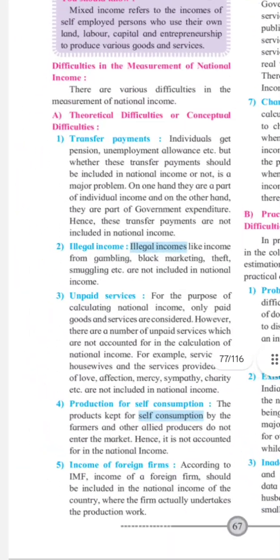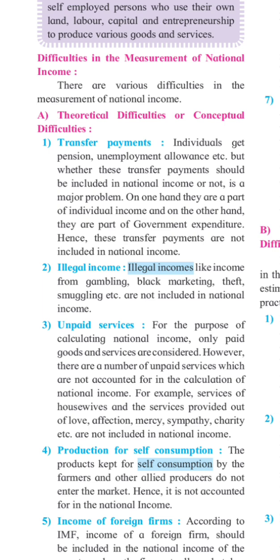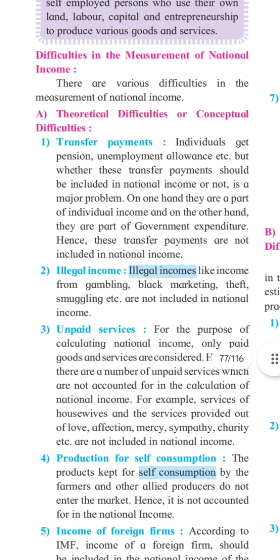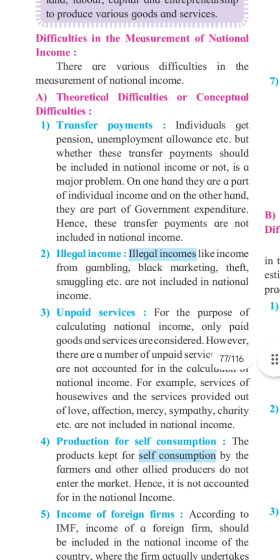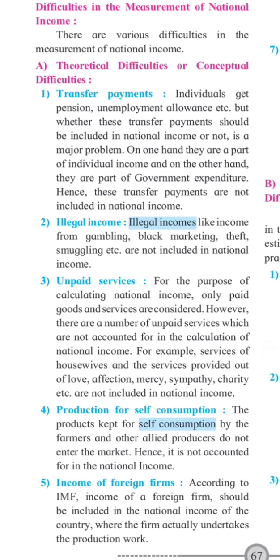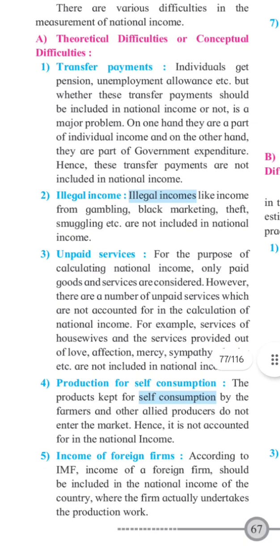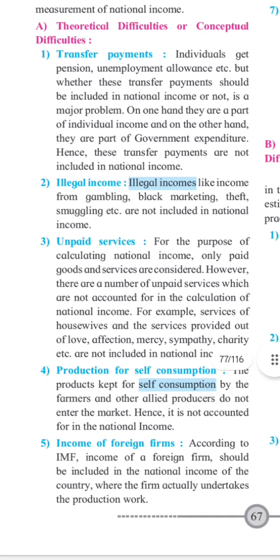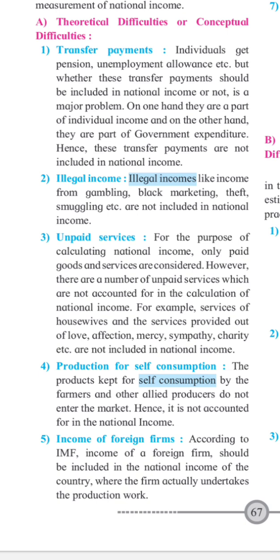Now, along with importance, we do have difficulties too. Now let's see difficulties while measuring the national income. First we will see theoretical difficulties or conceptual difficulties. Transfer payments: difficulty in deciding whether this payment should be included or not. Illegal income: income from gambling, smuggling, and black marketing is difficult to estimate. Unpaid services: household services are not measured properly.